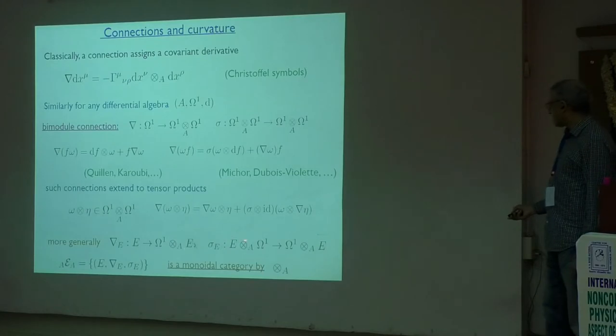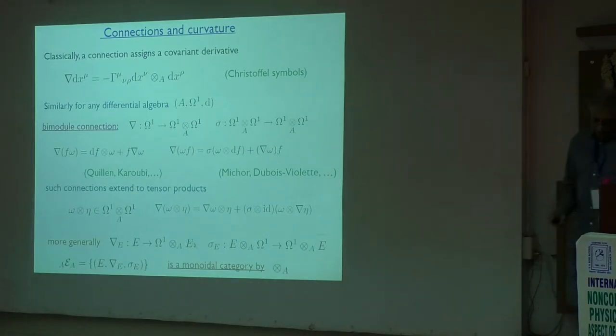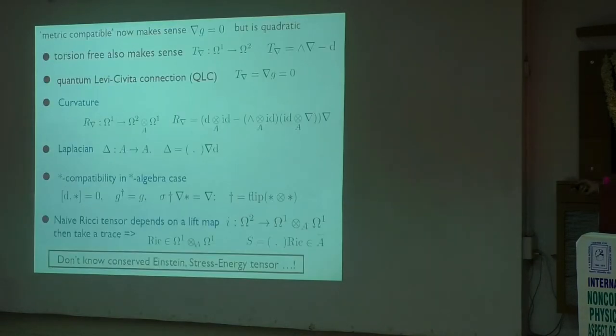So in fact, if you like category theory, then the category consisting of bimodules E together with bimodule connections forms a monoidal category. You can tensor product objects. I actually tried not to do math today, so I will not say any more about that. Just to show that it's natural.